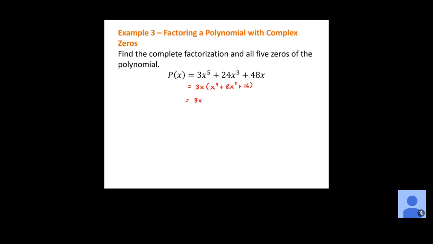So we're going to have our 3x out front. I'm going to try to break this into 2 binomials now. So for x to the 4th, I'm going to use x squared and x squared. Now I need factors of 16 that will give us 8x squared in the middle. Well, 4 would work in that case because 4 times 4 is 16, and then 4x squared plus 4x squared would give us 8x squared in the middle. Okay, so I'm going to use those 2 factors there.